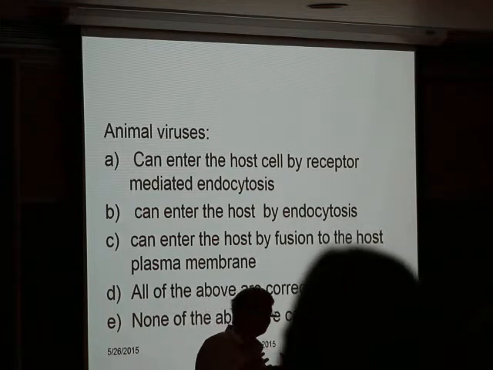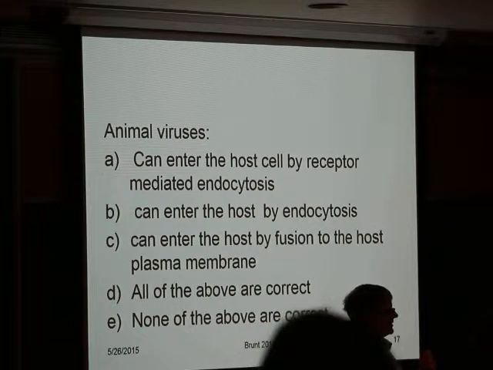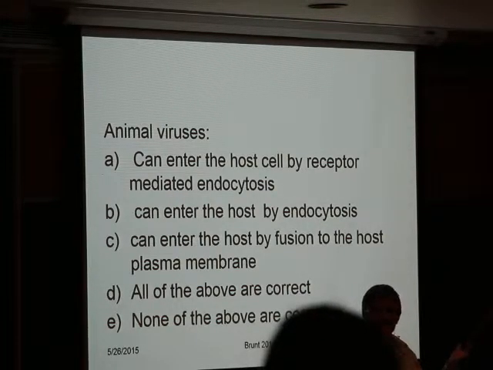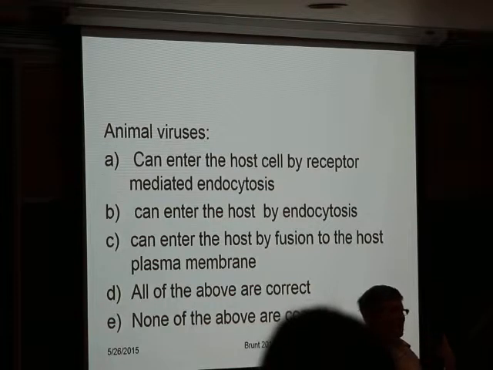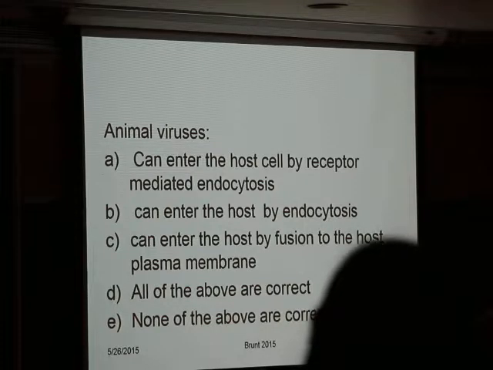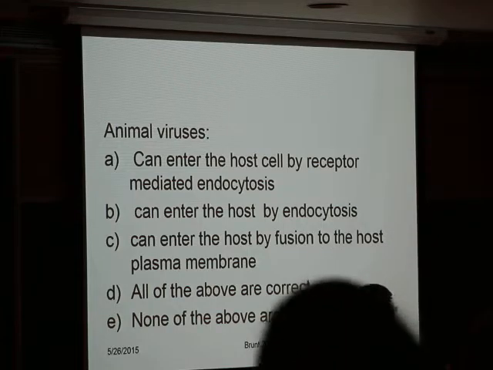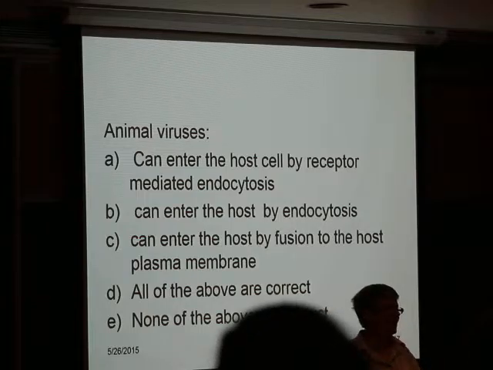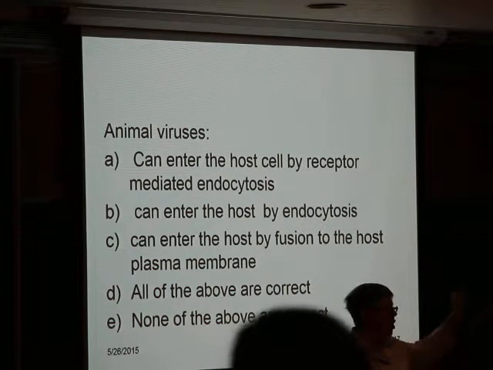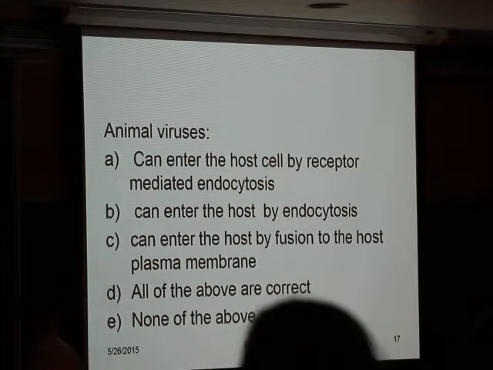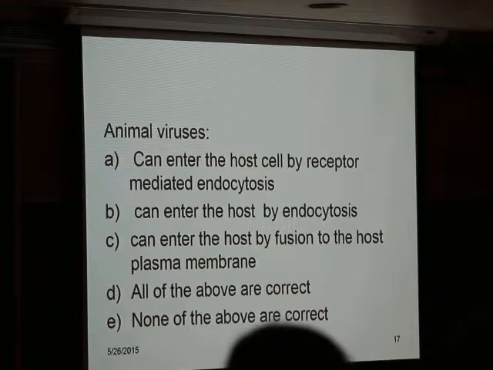Now, one of the fundamental differences between animal cells and bacterial cells in terms of their surface is what? What surrounds the plasma membrane of prokaryotic cells? The cell wall. So when the cell wall is present, things like receptor-mediated endocytosis are not going to be feasible, because the virus is not engaging on the plasma membrane. The virus is engaging on the cell wall. The same is true, by the way, of plant viruses. Their genome tends to enter rather than the entire virus.